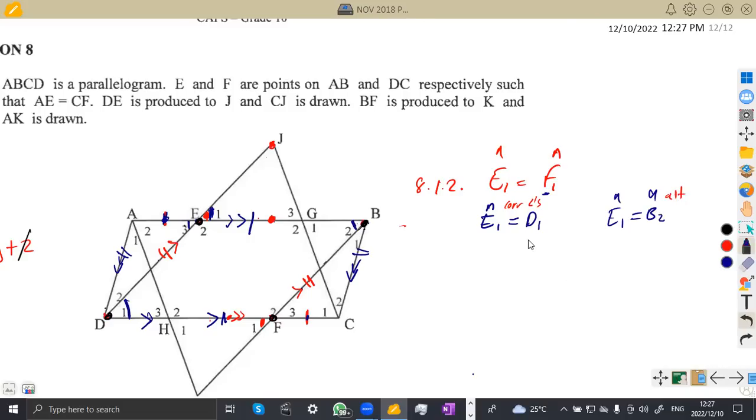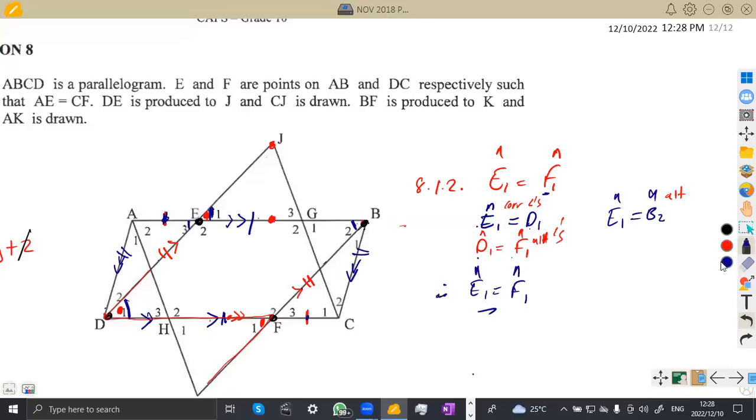Working with E1 equal to D1, we are now at D1. This D1 that we see and F1 have something in common. You can see there is a Z being created, so these are alternate angles. So angle D1 is equivalent to F1. We've got alternate angles there. So if these two angles are equal, D1 and F1, but previously we said E1 is equal to D1, therefore it means angle E1 is equal to F1.